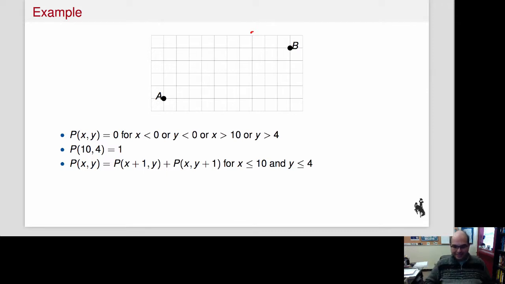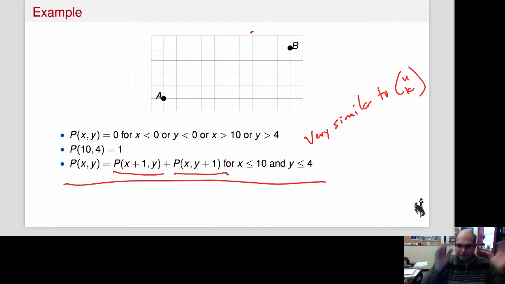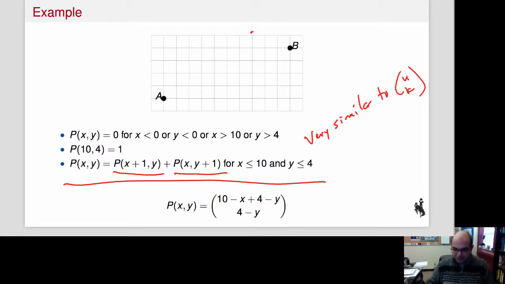Let's go back to the taxicab example. Here's the recursive function that we have. And now that we see it, we see that this is very similar to n choose k. I mean, it's got that structure. I go up diagonally and then I go straight up. So it shouldn't surprise you that in fact this ends up being just a choose. And here it is. What we're doing is we're choosing 4 minus y ways of getting 10 minus x plus 4 minus y.